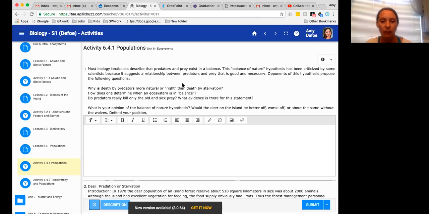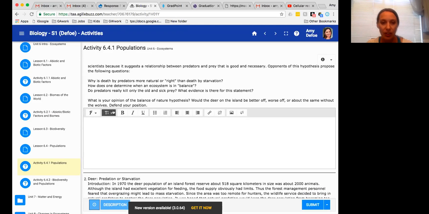And then finally, they're giving you some questions about what others might think. What is your opinion of the balance of nature hypothesis? Would the deer on the island be better off, worse off, or about the same without the wolves? Defend your position. So they're asking you to say, should the wolves have been brought in? Why or why not? And of course, that is going to be a personal question for you.